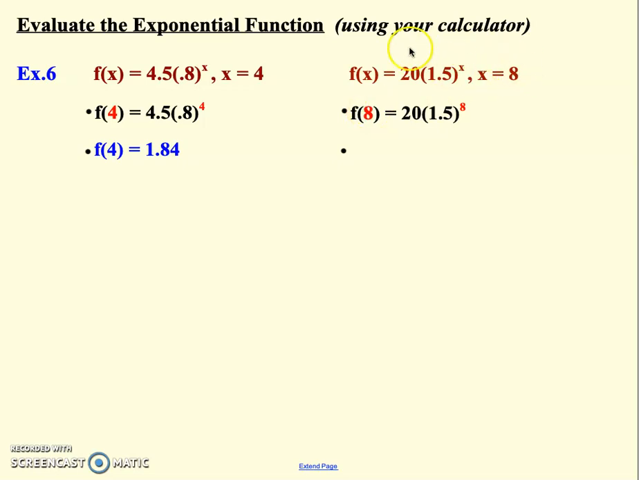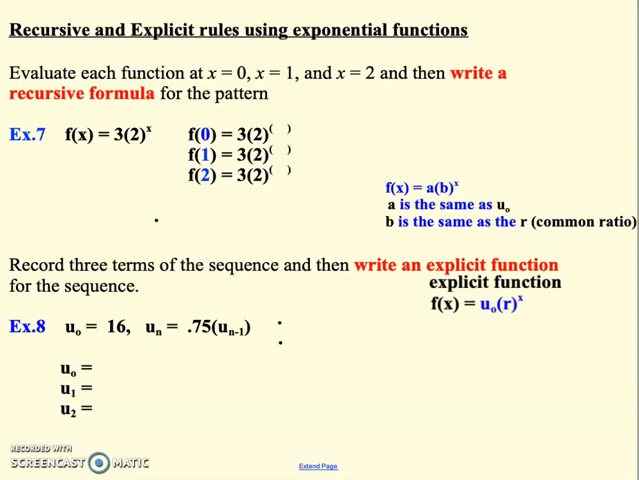Again, evaluate the functions. So plug in f of 8 and crunch the numbers on your calculator. All right, let's move it on.